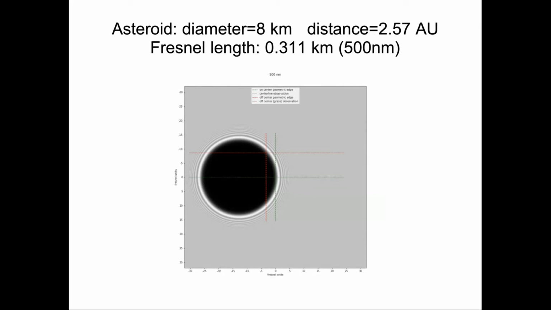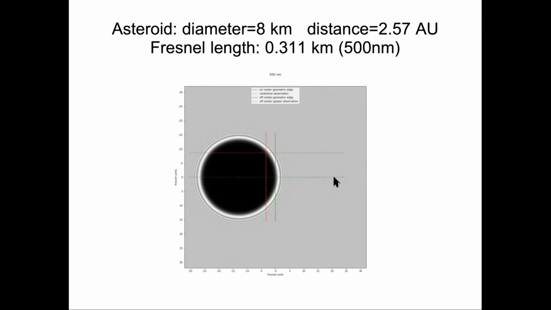So this is a picture of the diffraction pattern calculated using Trester's discrete fast Fourier transform method of an asteroid that had a diameter of 8 kilometers at a distance of 2.7 astronomical units. In this case, the Fresnel length turned out to be about 1/3 of a kilometer measured at 500 nanometers. I want to point out a few things about this. The green line shows the center line.